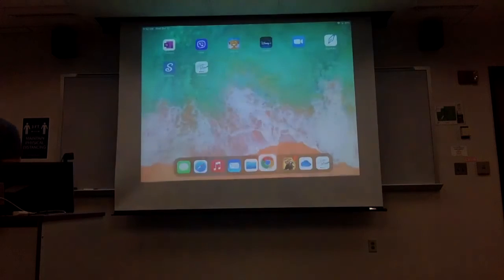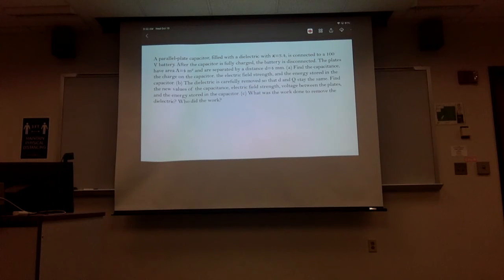So good. Let's use this and look at an example. This says we have a parallel plate capacitor built with a dielectric with a dielectric constant of 3.4. It's connected to a battery which has 100 volts worth of EMF. After the capacitor is fully charged, the battery is disconnected. The plates have an area of 4 meters squared and a separation distance of 4 millimeters. Then it wants us to find the capacitance, the charge on the capacitor, the electric field strength, and the energy stored initially.